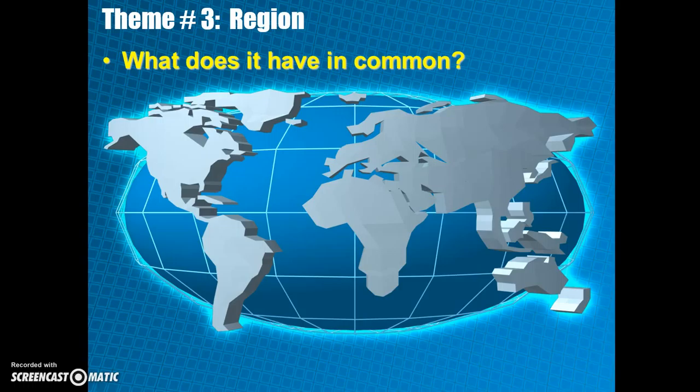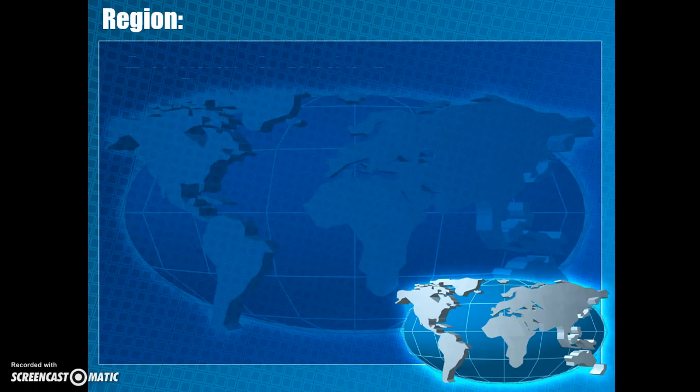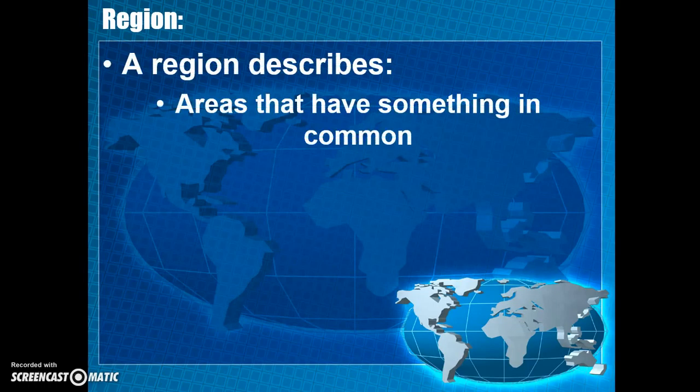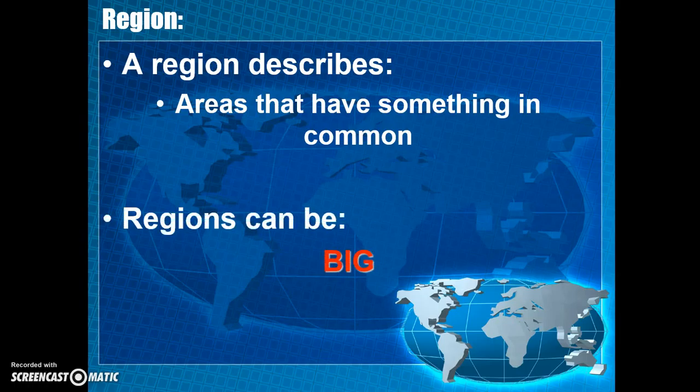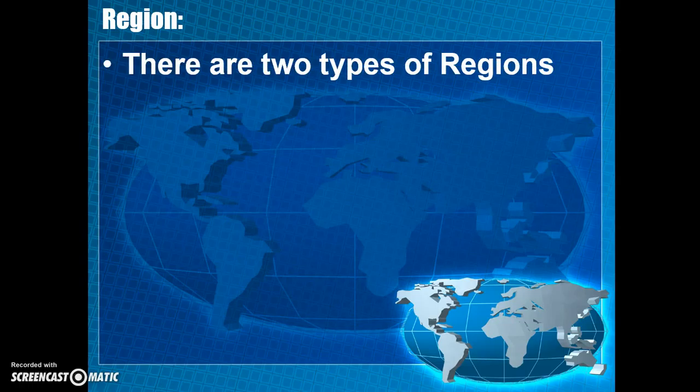Now let's talk about region. That answers the question, what does it have in common? A region describes areas that have something in common. Regions can be big or they can be small. There are two types of regions, formal and functional.